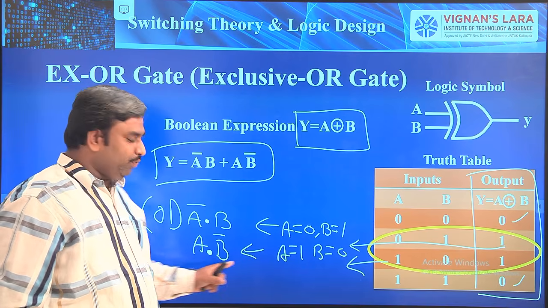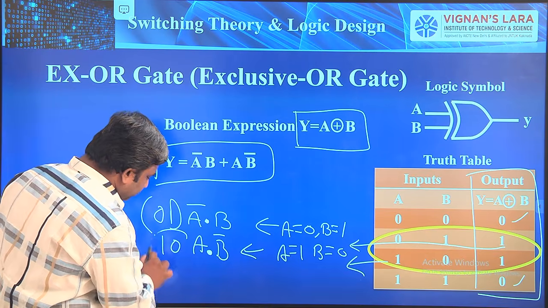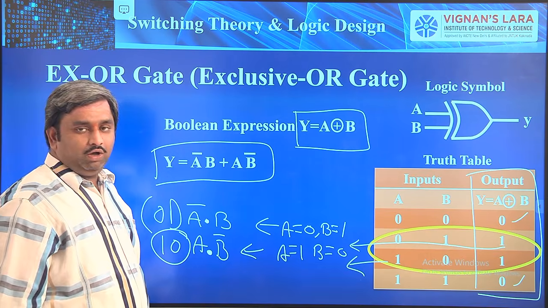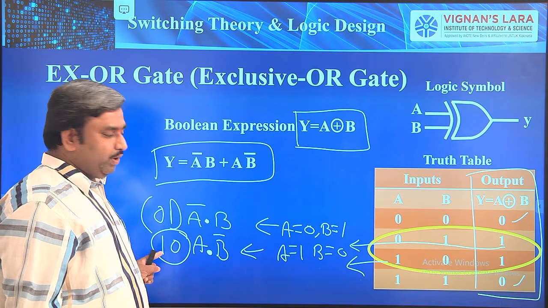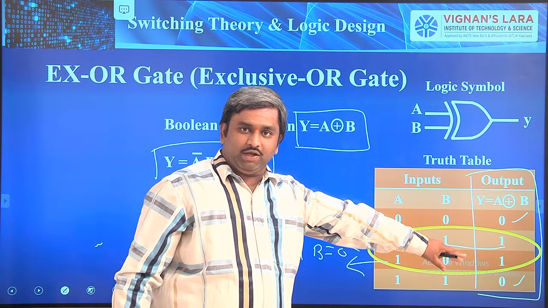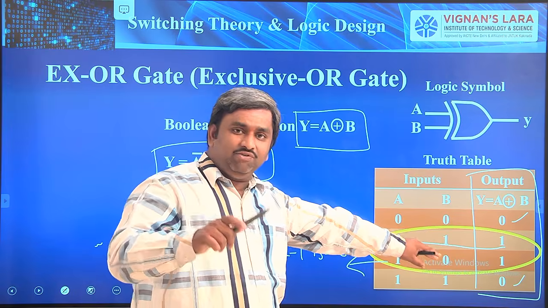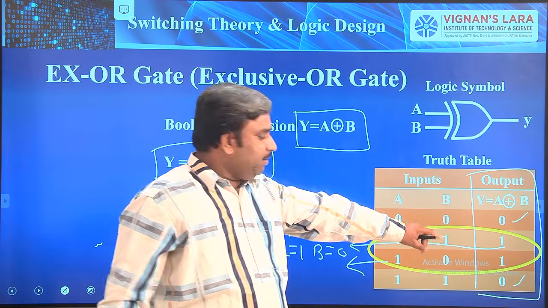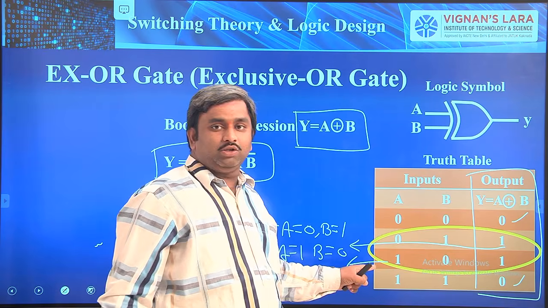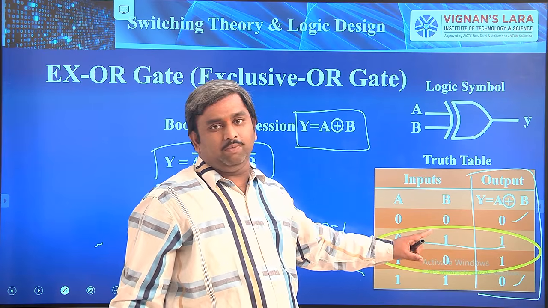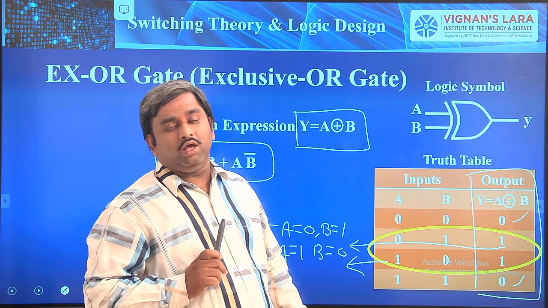A is equal to 1, so I directly represent the A value. This is the second case, the 1-0 combination. Here I have two combinations: the first one is 0-1, the second one is 1-0. In these two cases I am getting the output. Any one of the cases is enough to get the output. Either in this case I got the output or in this case I got the output. So two cases are available, but for getting the output, any case is enough. If any one of the inputs is 1, the output is automatically 1.